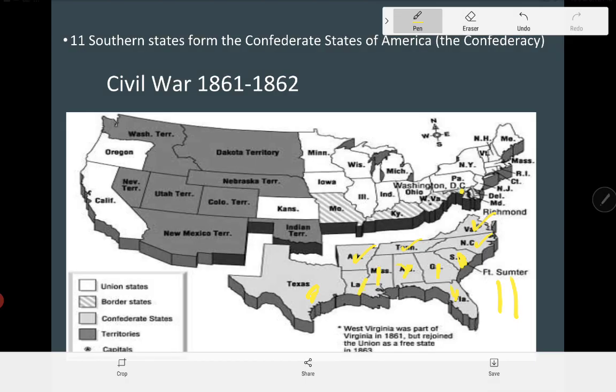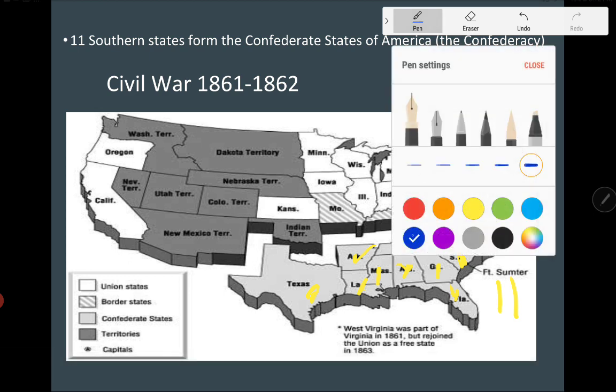They are going to have to form their own government. They have to create their constitution. And what they're essentially going to do is copy a lot of what the Union, or the United States of America, looks like. But they are going to change a couple of things. For example, they protect slavery in their constitution, and they use the word God. So anyway, there are some differences, but they essentially try to copy the Union.